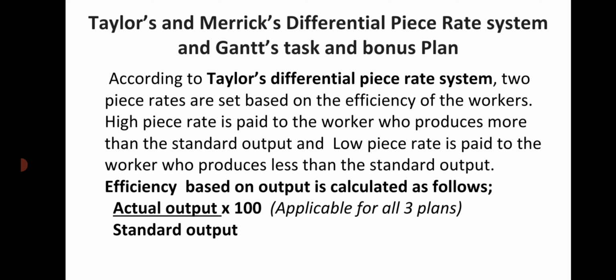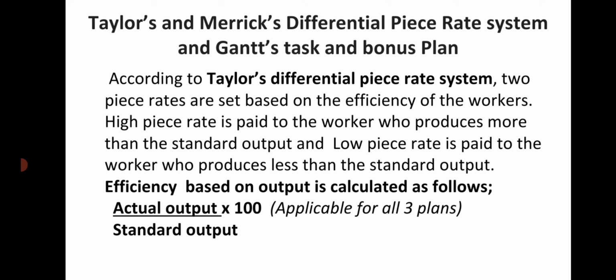Taylor's and Merrick's differential piece rate system and Gantt's task bonus. Once again, we will go into detail. According to Taylor's differential piece rate system, two piece rates are set based on the efficiency of the workers. High piece rate is paid to the worker who produces more than the standard output. Low piece rate is paid to the worker who produces less than the standard output. Efficiency based on output is calculated as follows: actual output divided by standard output into 100.